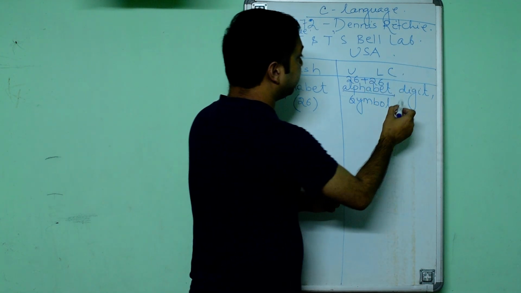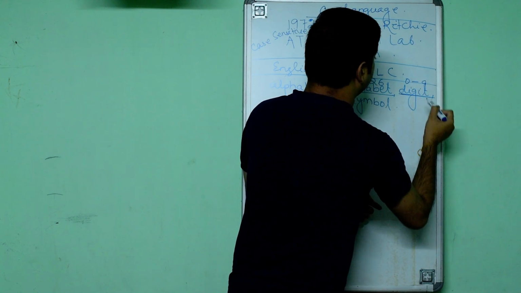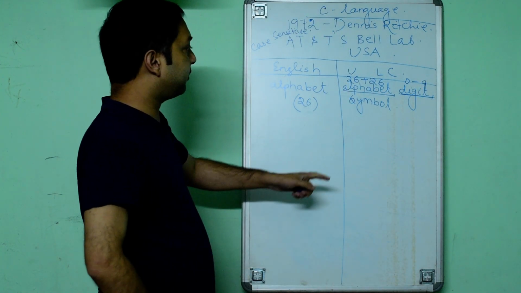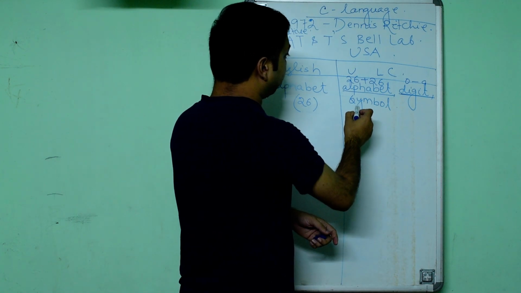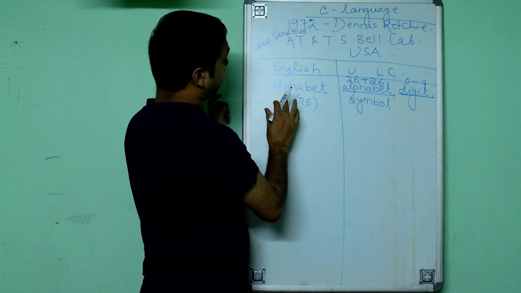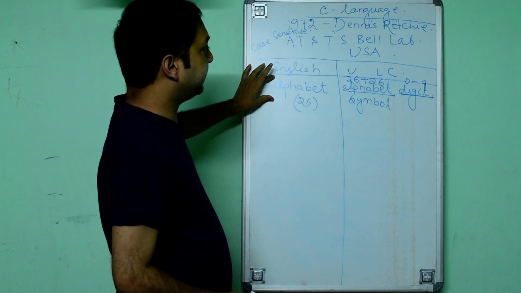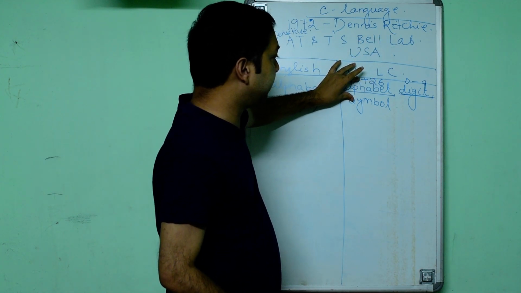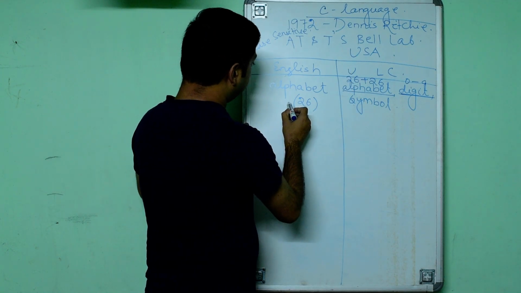Then the second part is digits. Digits are the same as in mathematics, that is 0 to 9, a total of 10. And you may find the various symbols already present on your computer keyboard, and all those symbols are used in a programming language. So the smallest token in English is the alphabet, and in C programming it is alphabet, digit and symbol. Now let us come to the next part.